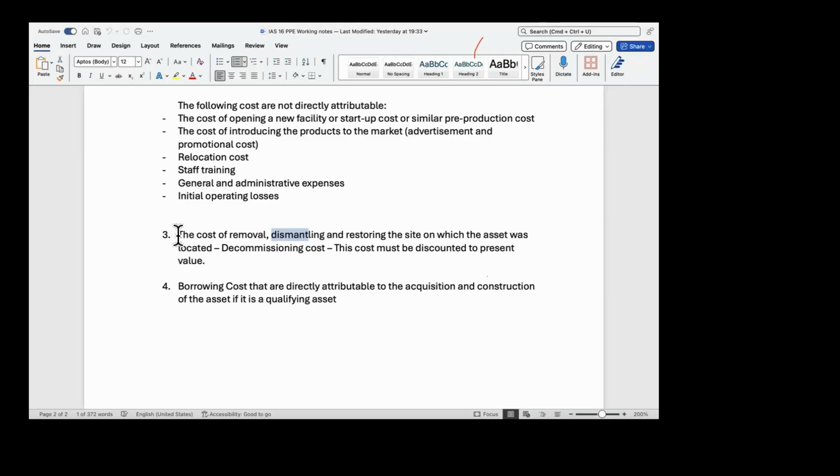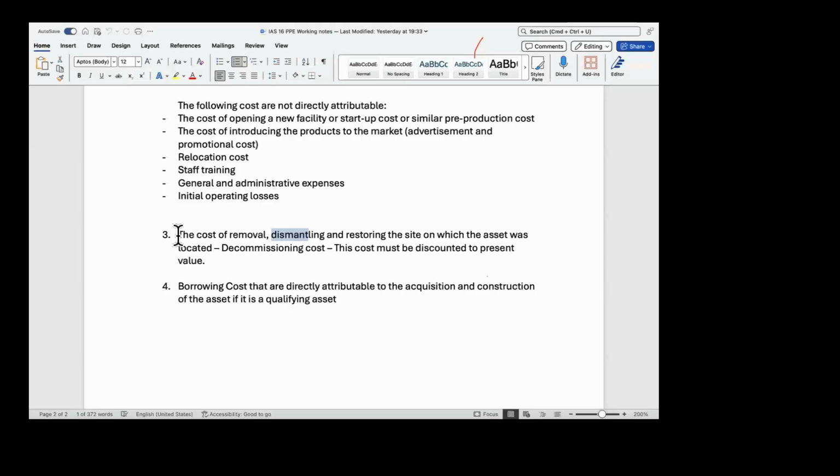Because this is a cost that you cannot avoid, right? So that's why IAS 16 says that before you can even recognize this cost, there must have been a corresponding provision in line with IAS 37. I'll teach you that also. But the reality here today is that this type of cost is a future cost. It's not something you're going to incur now. You will incur it in the future, but you know you will incur it. So you need to recognize it as part of your asset today.